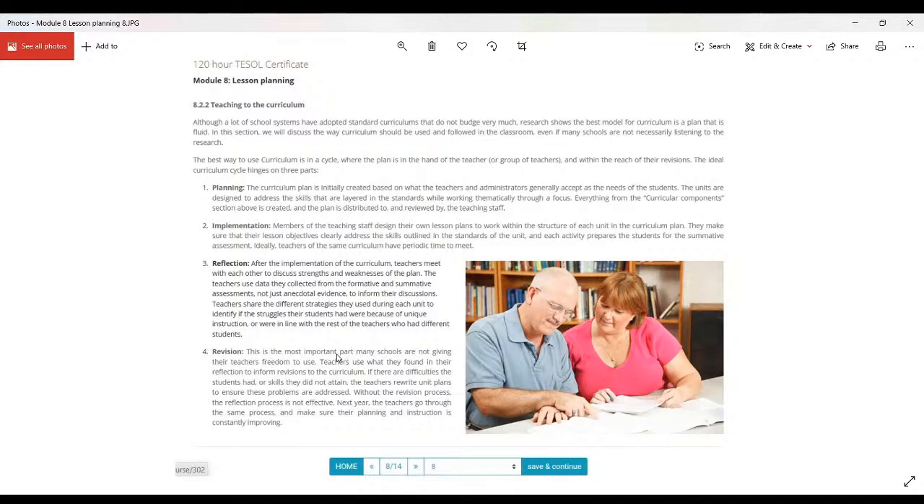This is the most important part. Many schools are not giving their teachers freedom to use. Teachers use what they found in their reflection to inform revisions to the curriculum. If there are difficulties the students had or skills they did not retain, the teachers rewrite unit plans and ensure these problems are addressed. Without the revision process, the reflection process is not effective. Next year, the teachers go through the same process and make sure their planning and instruction is constantly improving.